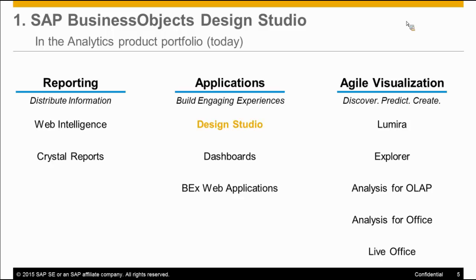So as you can see here, this is the BI portfolio, and in the BI portfolio under the applications category we have the Design Studio tool. So basically the complete BI portfolio you can divide into 3 categories: reporting, applications, and agile visualization. I'm sure you must have seen this slide in many workshops and webinars, so I'm not going to go into much detail. The only important thing to know is Design Studio is used to build professionally authored applications, and you can build directly. You can use either a BW system, HANA system, or you can also use universes in order to create your applications or dashboards.